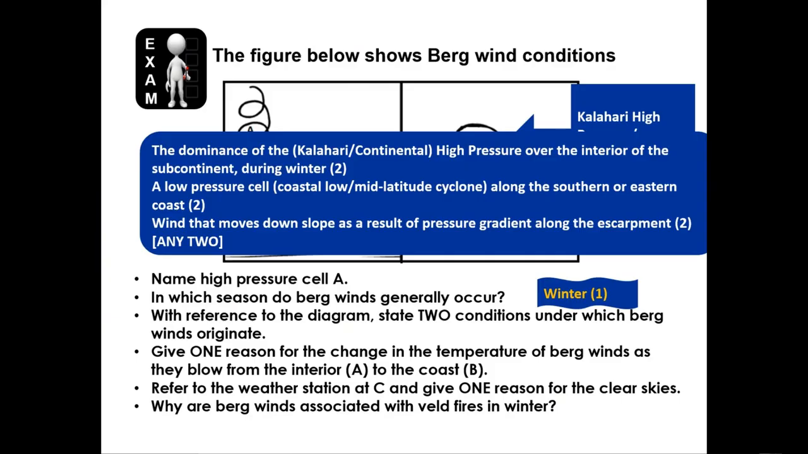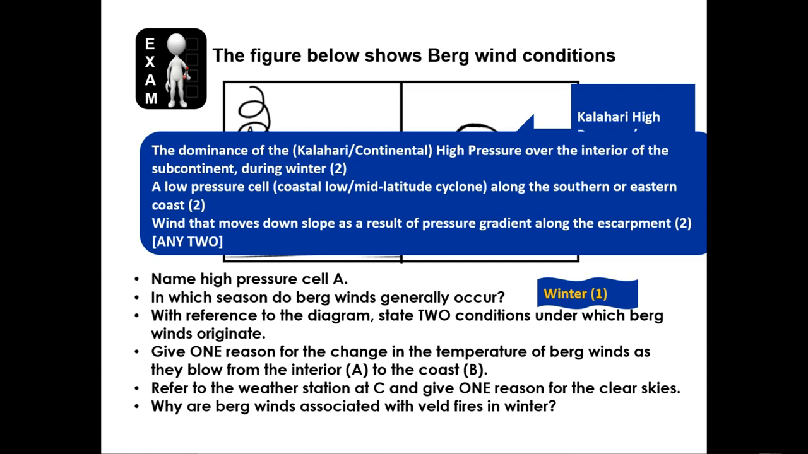Okay. Right, so there, just a little bit of exercises that you can look at, the typical kind of question that we will ask: name the high pressure. Very, very important is the season, okay? So the second one, in which season do berg winds generally occur, right? And please take note, it is winter, right? So there you have the answers: Kalahari high pressure, winter, okay.